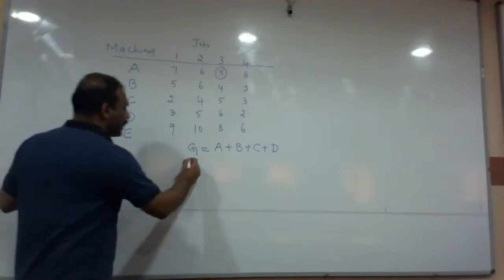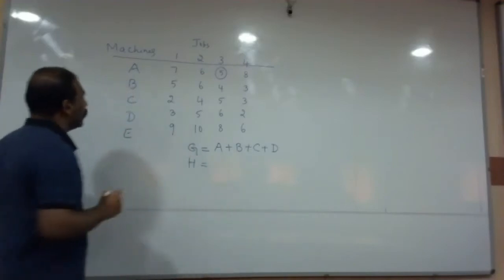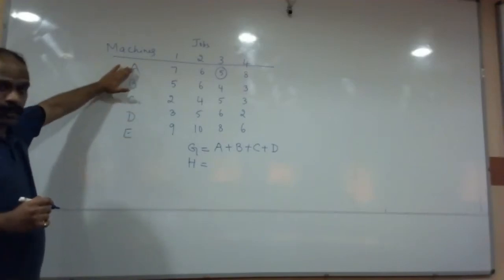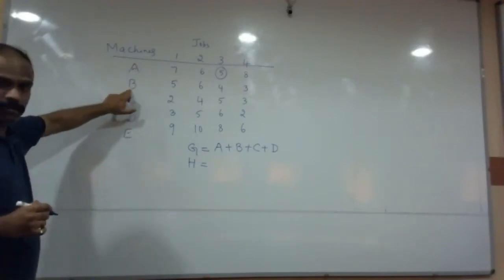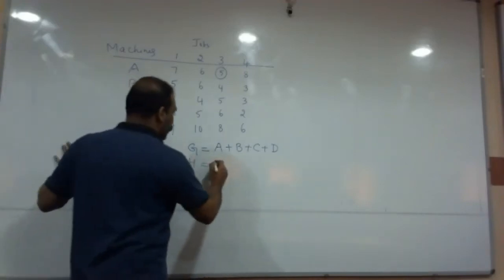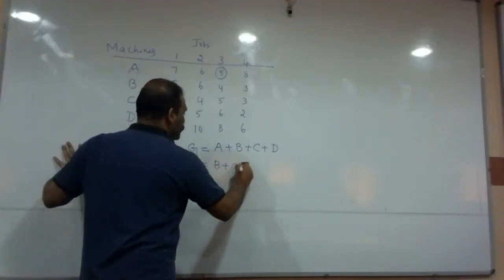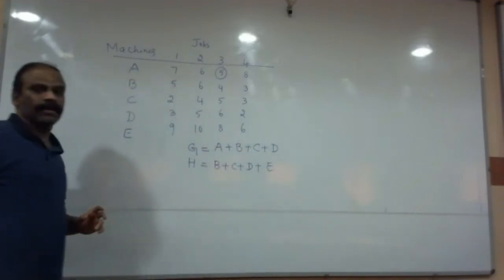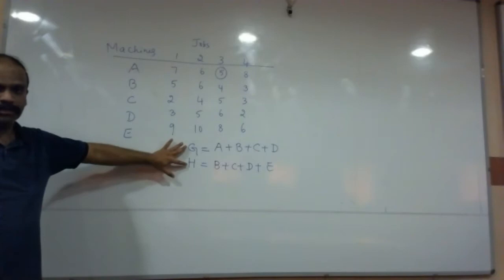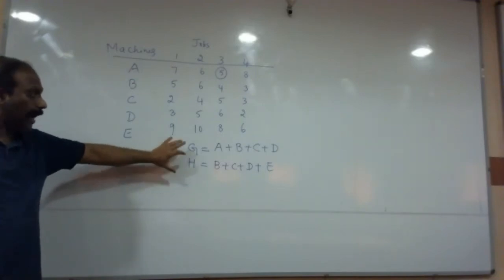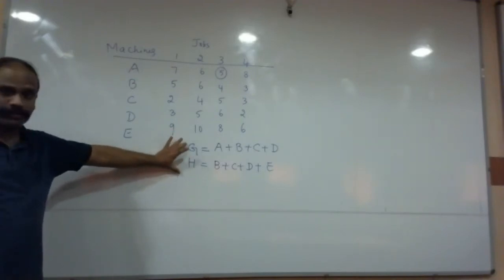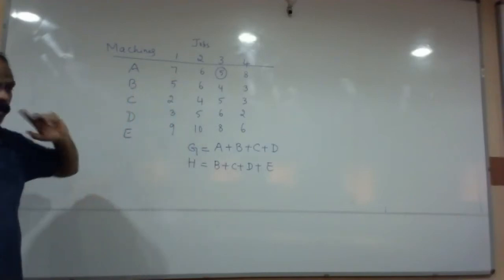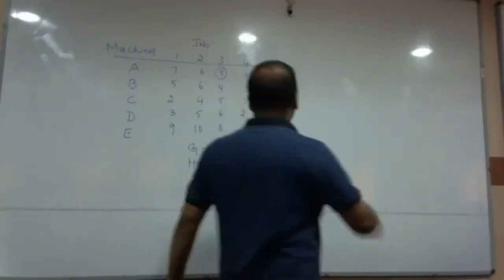Similarly, what is the H value? The next 4. So you should leave the first one and take the next 4. So it starts from B now. So what will be the value for H now? B plus C plus D plus E. Now these are the two fictitious machines which I've got. Now I am supposed to find the values of G and H so that I'll be able to apply Johnson's rule. Okay, now let me write the values quickly.